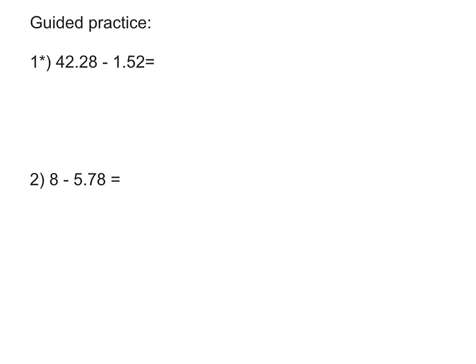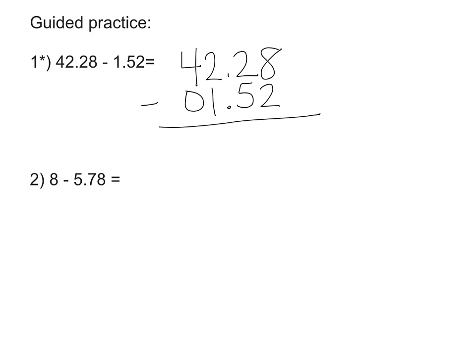Okay, let's look at some guided practice problems. For our first problem, we have 42 and 28 hundredths minus 1 and 52 hundredths. So I'm going to line up my decimals and add my 0 to hold my place value. When I subtract, I'm going to start at my furthest place value to the right. So 8 minus 2 would be 6. We cannot subtract 2 from 5. So we have to borrow from our 2 and turn that into a 1. Bring that over, which turns that into a 12. 12 minus 5 is 7.